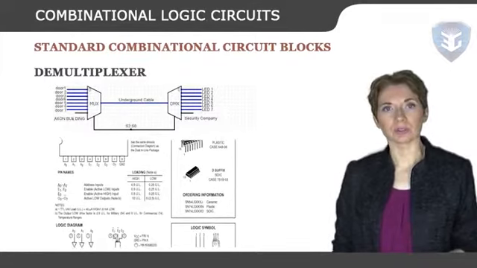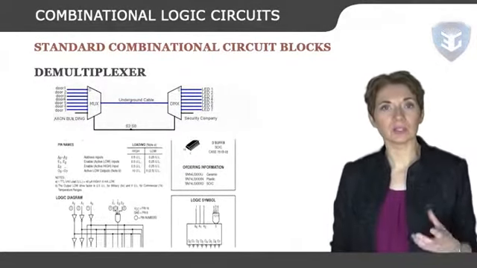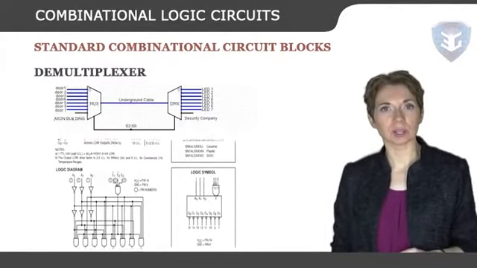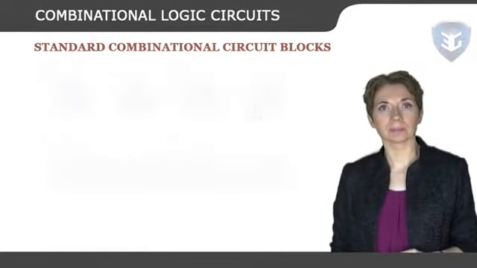A multiplexer, or mux, takes signals from many sources and puts them into a single signal. That signal is transmitted wherever it needs to go, and then disassembled at the other end by a demultiplexer.